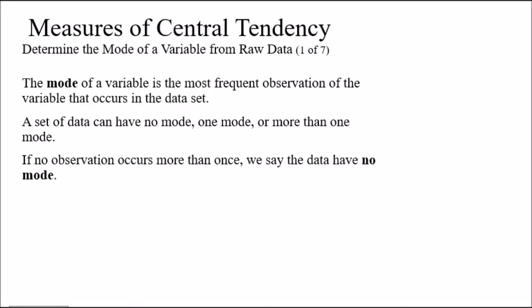We will continue measures of central tendency, and in this video we will determine the mode of a variable from raw data. The mode of a variable is the most frequent observation of the variable that occurs in the data set. A set of data can have no mode, or one mode, or more than one mode. If no observation occurs more than once, we say the data have no mode.